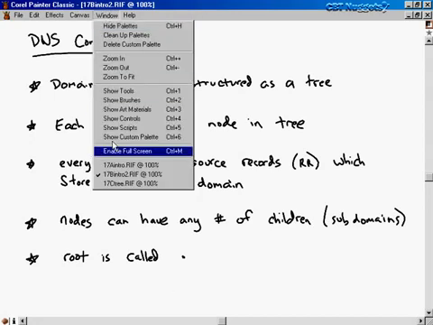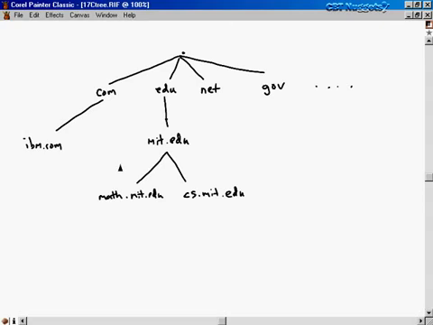Okay, so now let's go back to that picture again. What we're trying to do, remember, is translate between names and IP addresses. That's the most basic thing that DNS does for us. So what we would say to DNS is, give us the IP address of math.mit.edu. What BIND would do is go through this tree. It would say, okay, you want math.mit.edu? First thing it would do is look for edu out of this whole list of things.